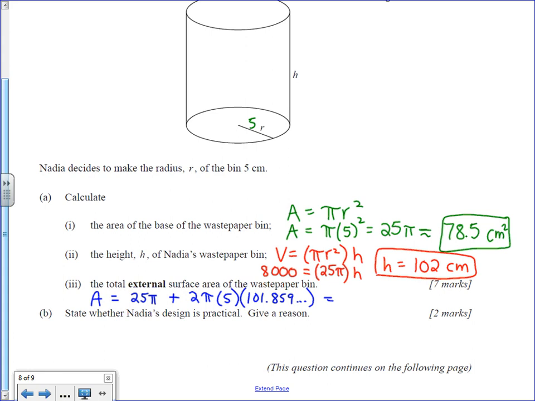All right, if we do this and then round it to 3 significant figures, it comes out to 3280 centimeters squared, because this is an area calculation. Okay?